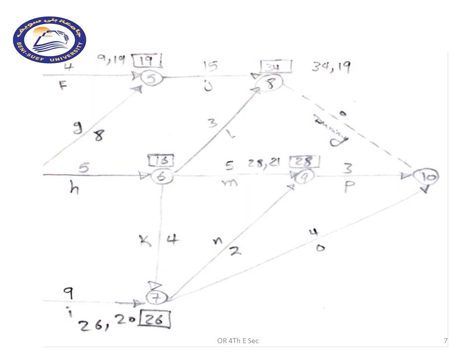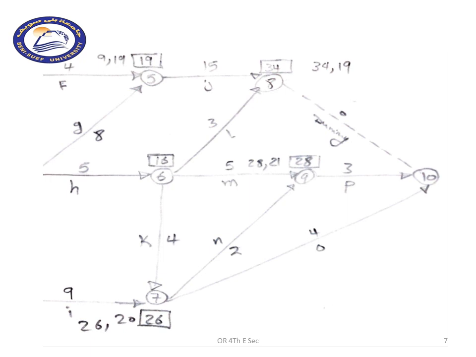For node number 9, there are 2 times coming from the 2 arrows directing to node 9, which is 16 plus 5, that is 21, and 26 plus 2, that is 28. So we will take the higher duration, which is 28, in order to represent the earliest starting time for any activity that is coming out from node number 9, which is P here in our case.